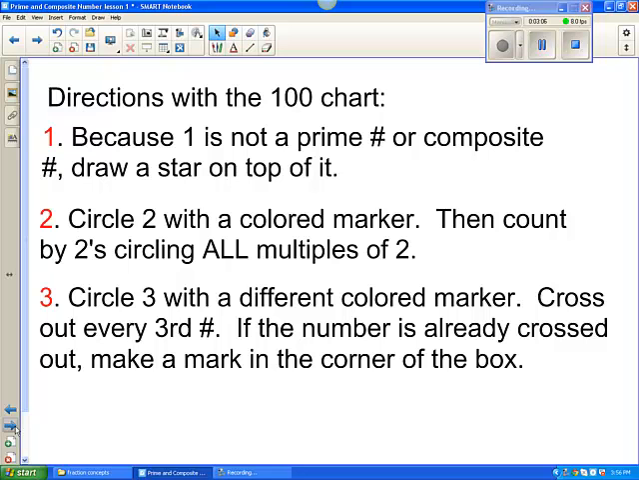First of all, because 1 is not a prime or composite number, draw a star on top of it. This reminds us that it's a special number. You can do that with a colored pencil. Now, with a different color pencil or marker, circle the 2. And then we're going to count by 2's, circling all multiples of 2.